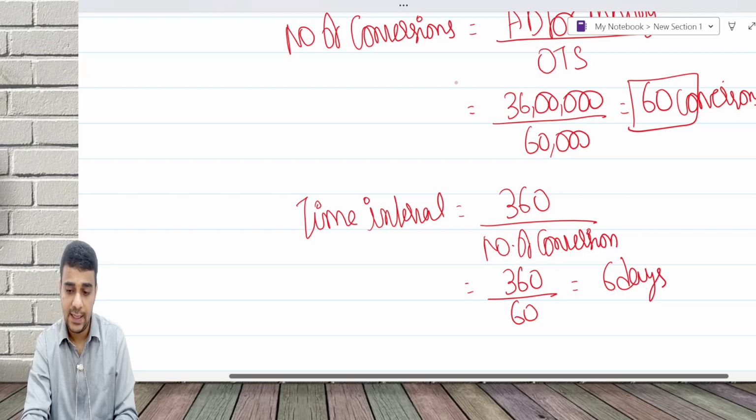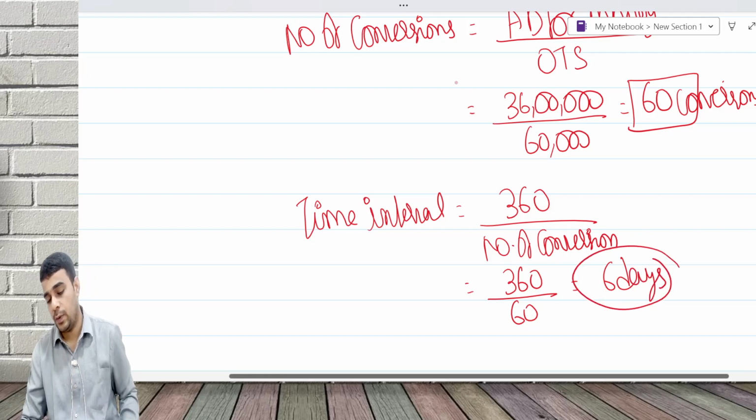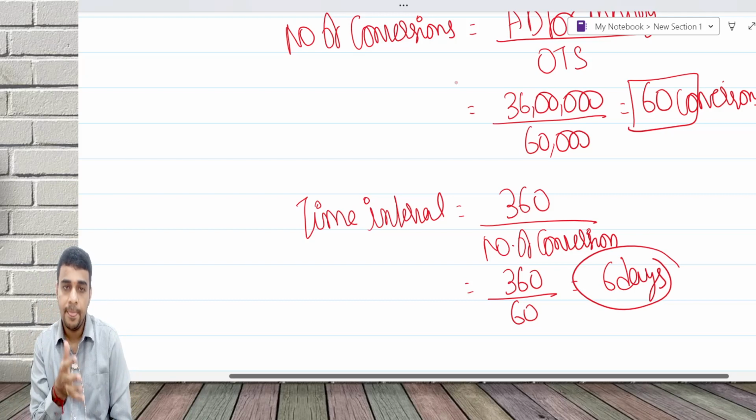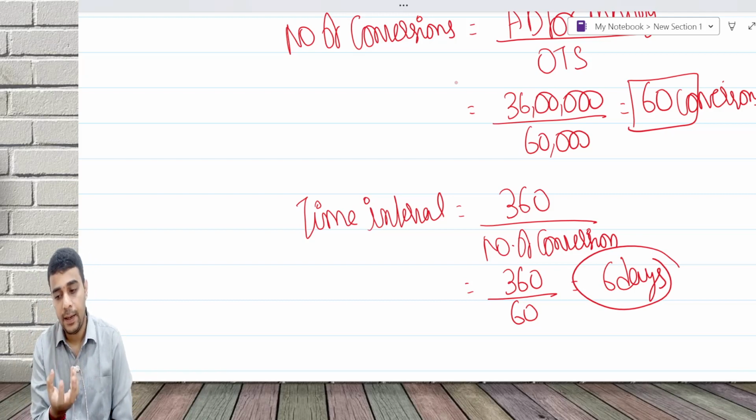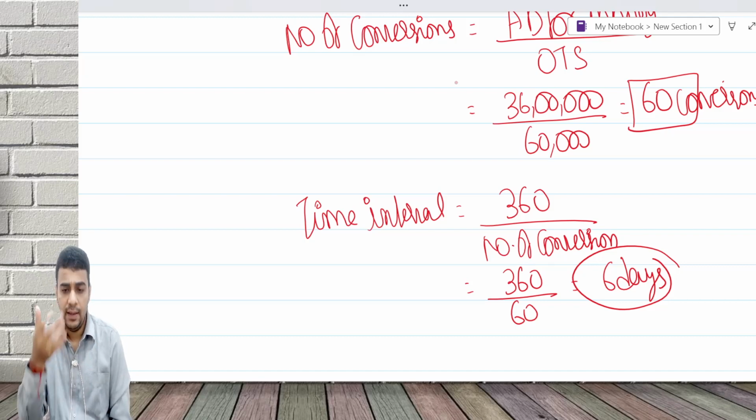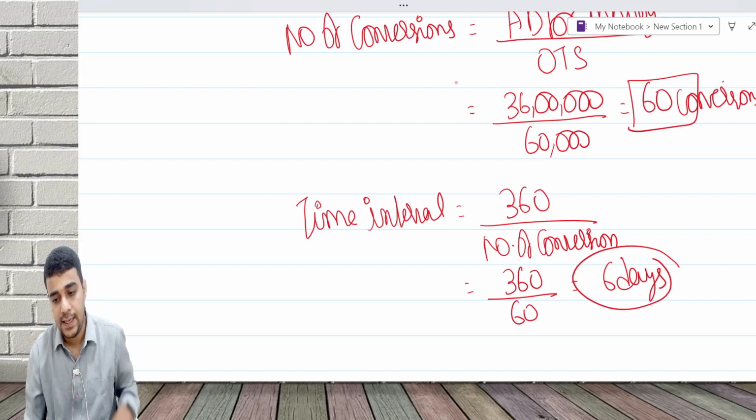Every 6 days I will do a conversion. That is, I'll convert the money from your marketable security into cash, spend that money, then do another transfer. Every 6 days it will keep happening.